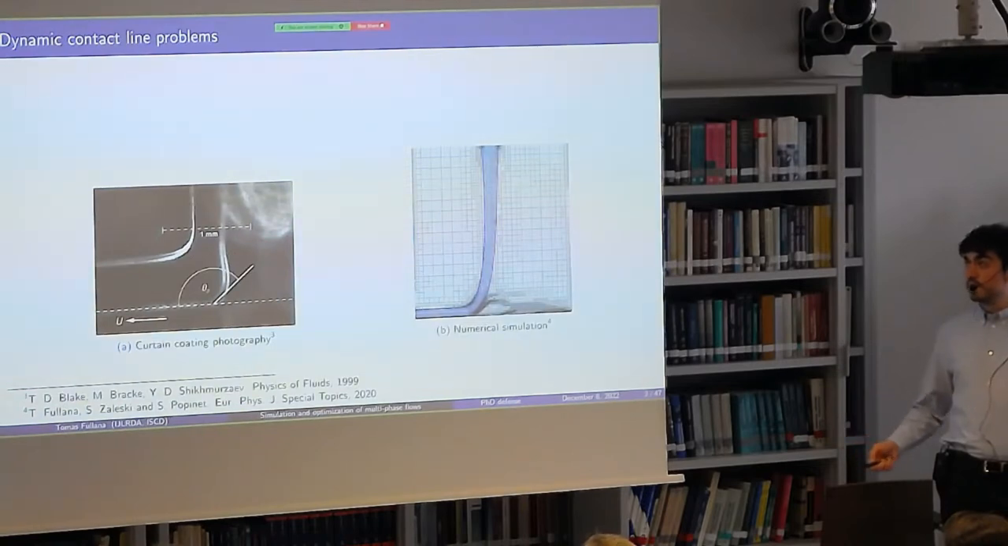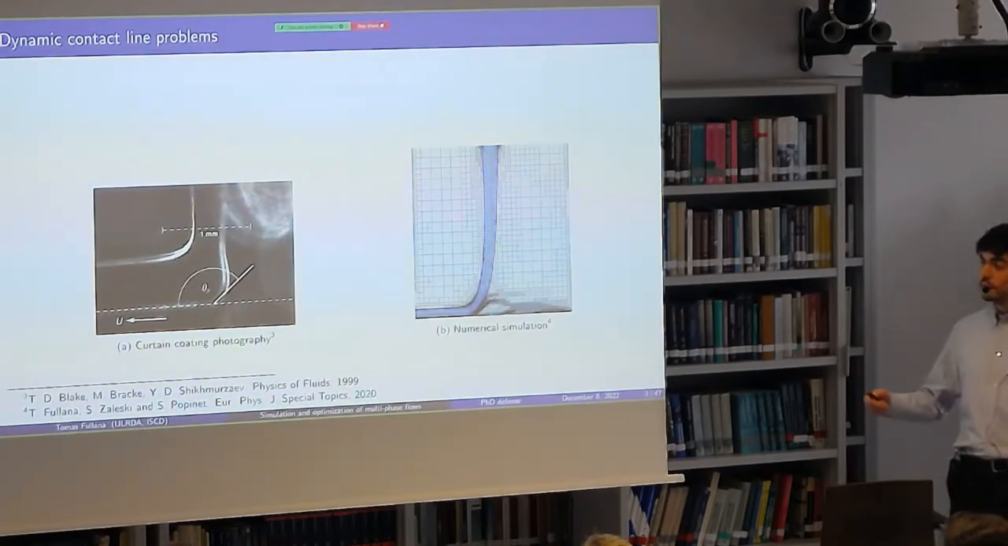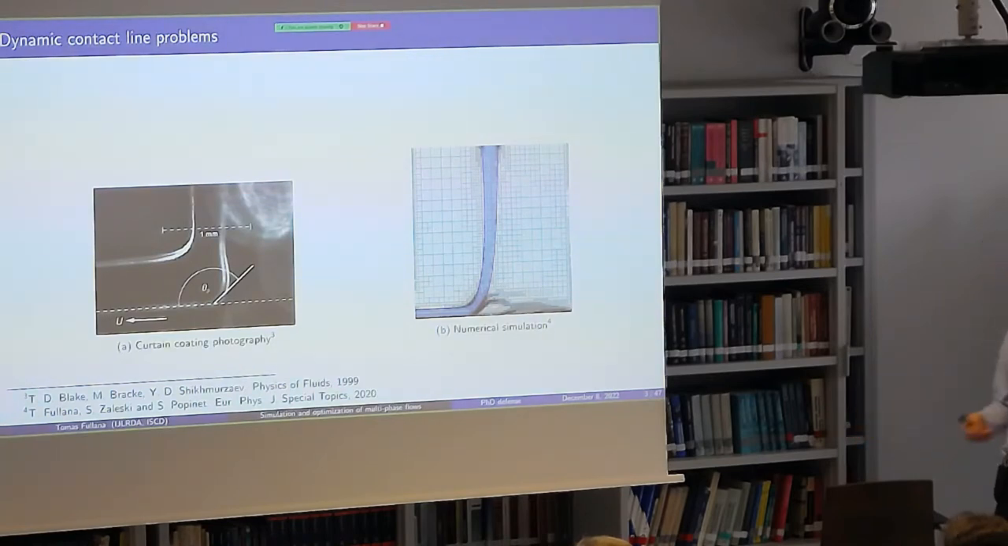Now, the second problem we investigated during this PhD was the dynamic contact line problem. A contact line is the intersection point between a solid, a liquid, and a gas phase. Here on the bottom left, you can see an example of a curtain coating setup where a liquid is falling onto a plane that is moving with the velocity U. On the right, again, you can see the corresponding numerical simulation. Of course, the trained eye will notice the octree representation here for the space discretization that is available in Basilisk. This is very useful because when you solve these kinds of problems, you want to resolve the smallest length scale, which is of the order of hundreds of nanometers, and it is very costly computationally.